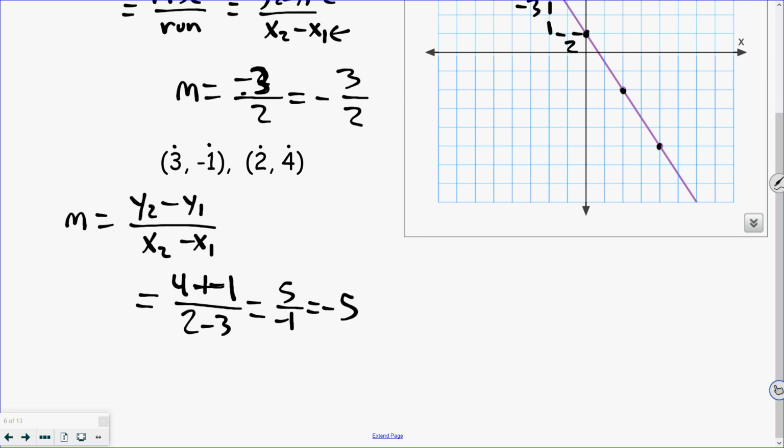Now, if you were to switch it around, this is why it doesn't matter what order you go in. If you go negative 1 minus 4 over 3 minus 2, you end up with negative 5 over 3 minus 2, which is 1. Hey, you get the same thing. It's still negative 5. So it doesn't matter which y goes first. Just make sure that if I take that y minus that y, it has to be that x minus that x, or vice versa. Okay, so finding the slope of the line, that's something you'll need to know how to do.